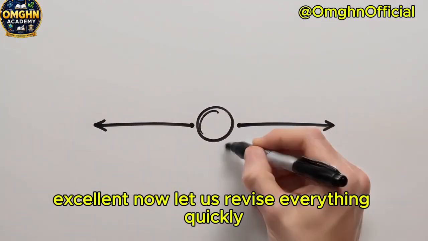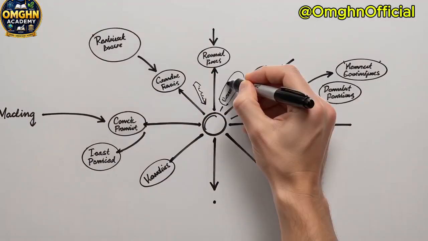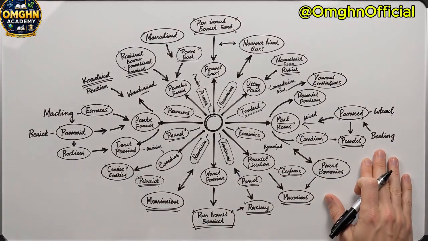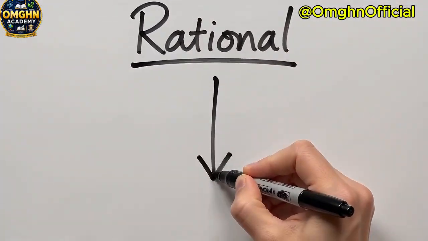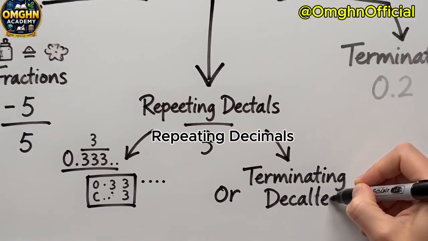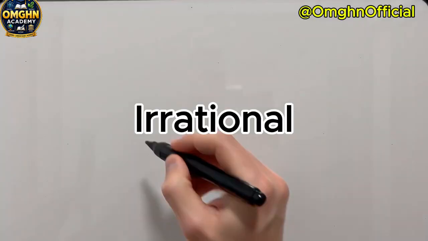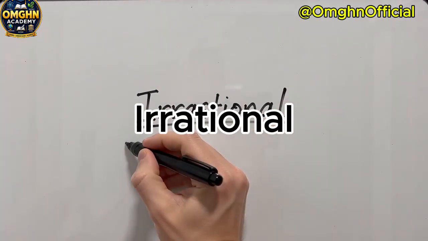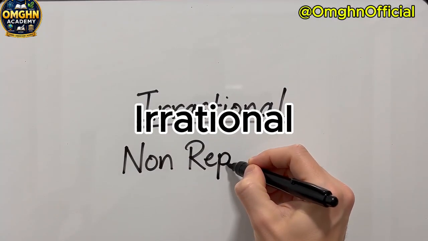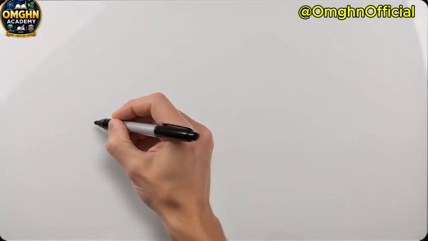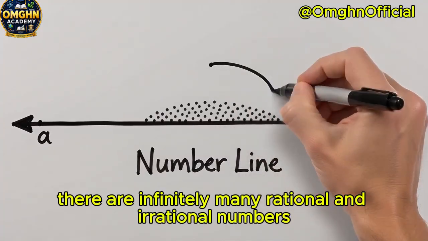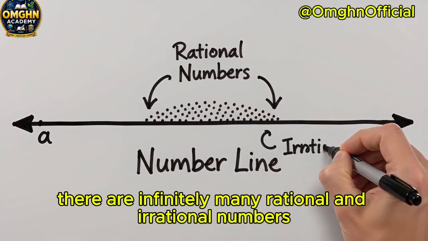Excellent. Now let us revise everything quickly. Remember, between any two real numbers, there are infinitely many rational and irrational numbers.